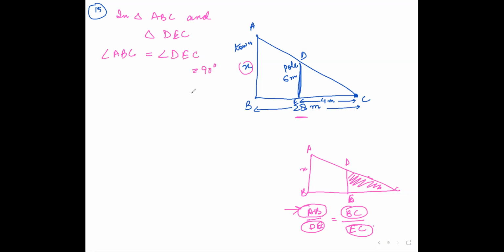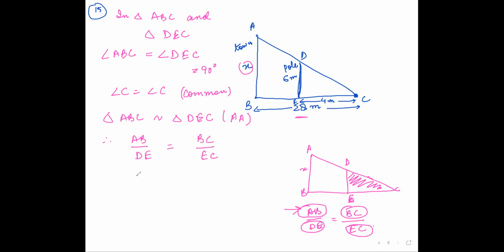Ma'am, angle C is common. Angle C is common. Very good. So therefore, the triangles are similar. Triangle ABC is similar to triangle DEC. And because they are similar, now the sides are in proportion, by AA criteria. So therefore, now you get AB upon DE is equal to BC upon EC.